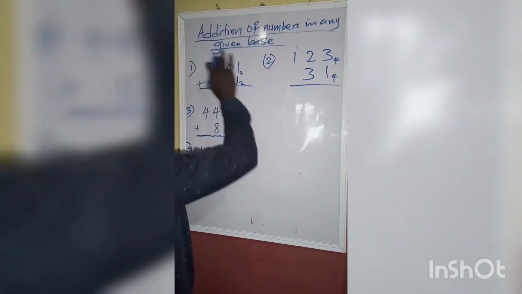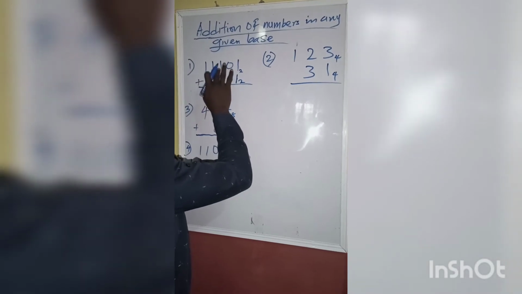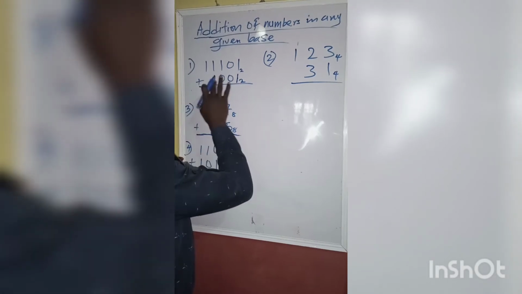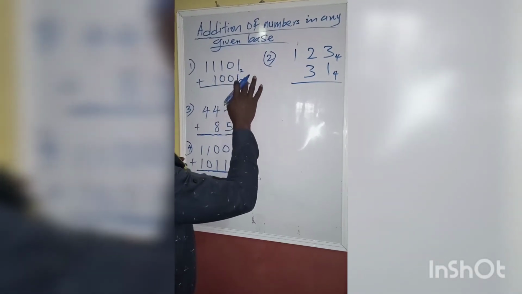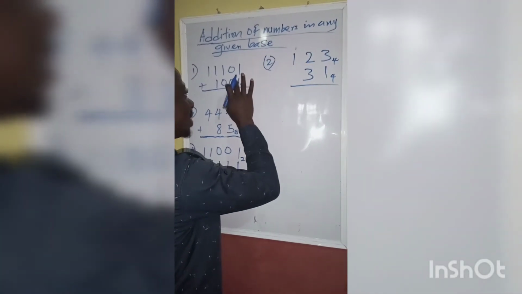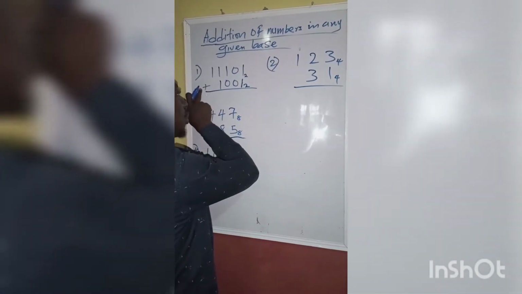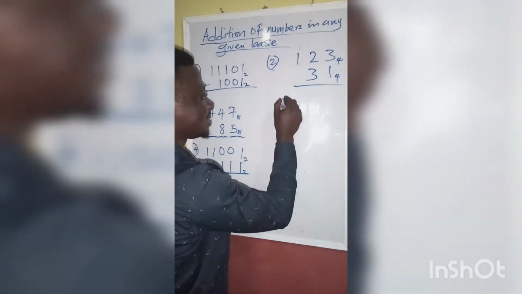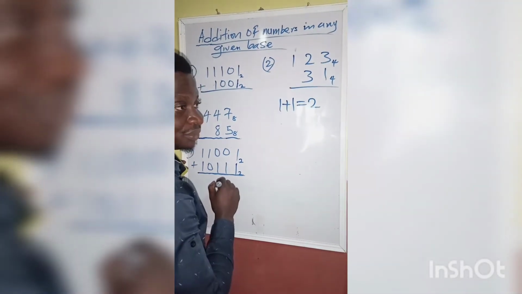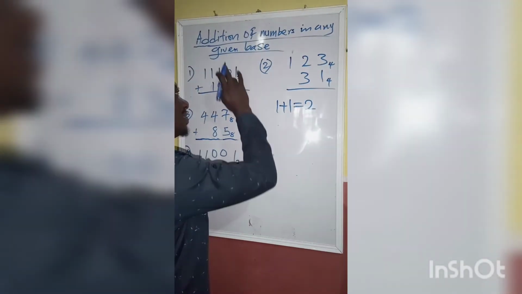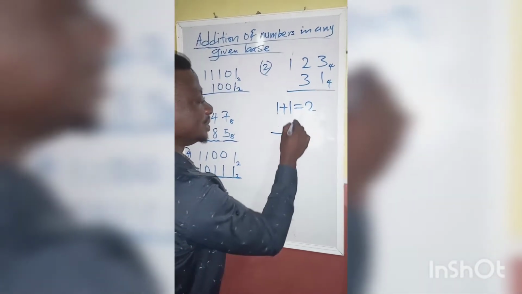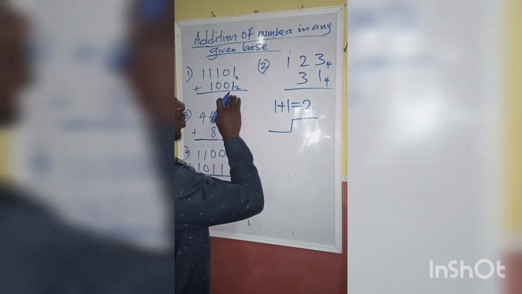Now, the first question we have is 11101 in base 2, plus 1001 in base 2. Now we are going to start from this side. We have 1 and 1. Remember the sign there is positive. 1 plus 1, let's write it out. 1 plus 1 is equal to 2. Now, adding this and this together, we have 2.